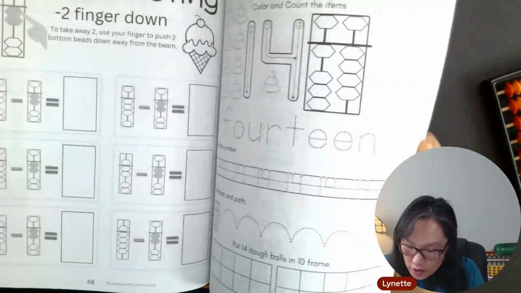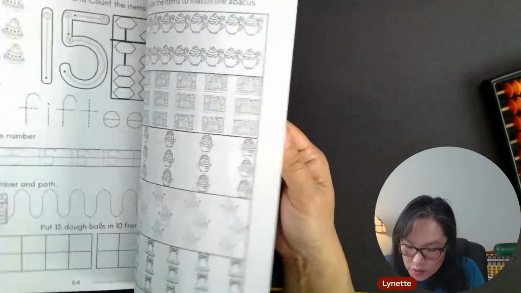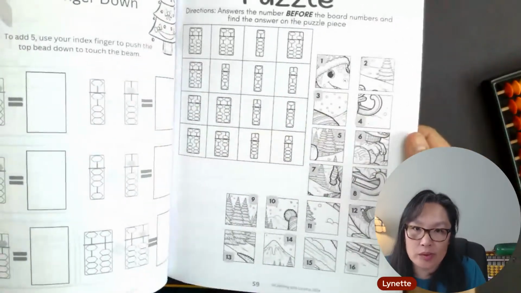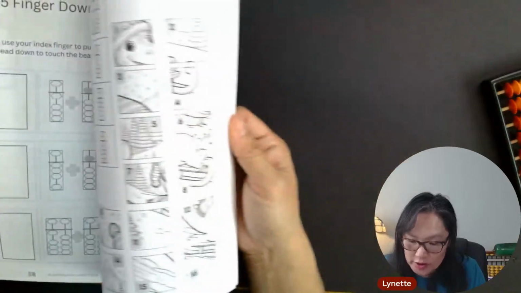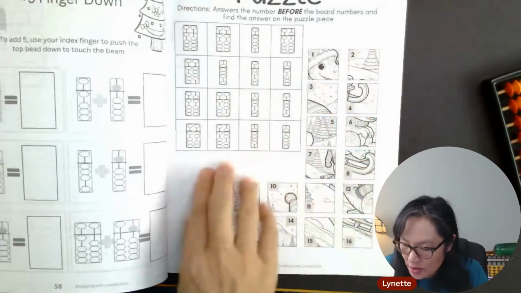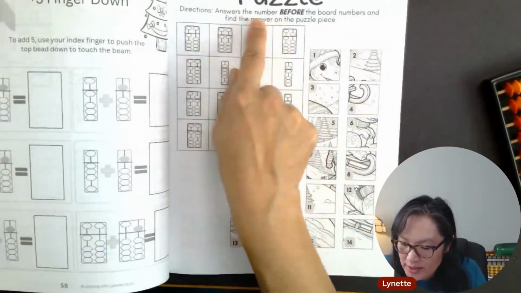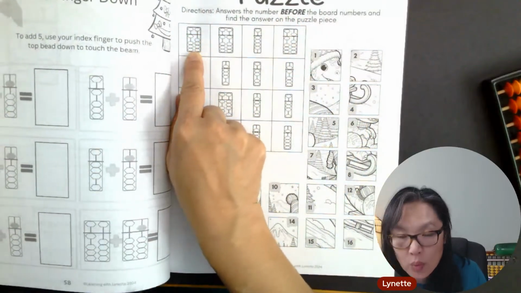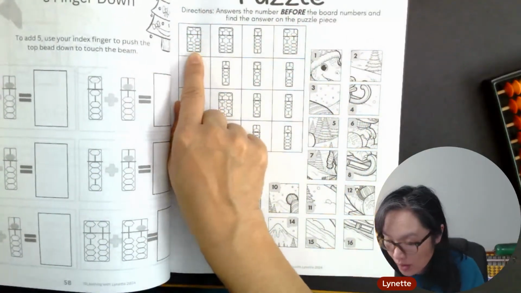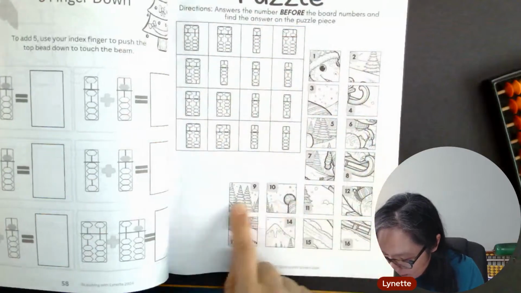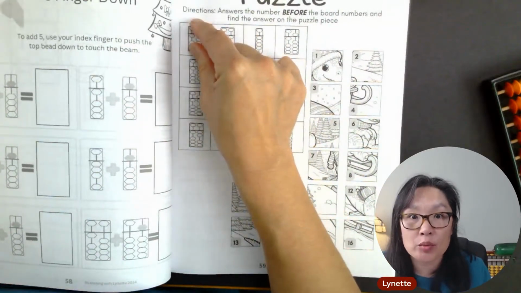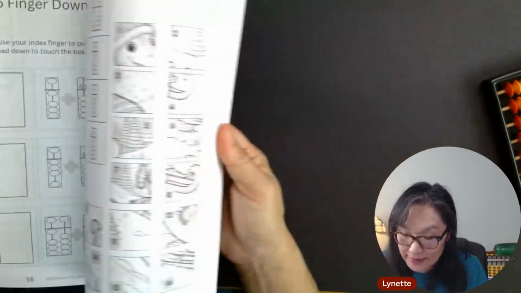So this is full-on activities. There are not too many straight numbers, like just 1 + 1. It's interesting. And again, here's another puzzle where they have to figure out what the number before is. This number here is 10. What number is before 10? Well, it's 9. So I have to find the number 9, cut it out, and paste it onto my puzzle board. So that's what it is. I like puzzles.